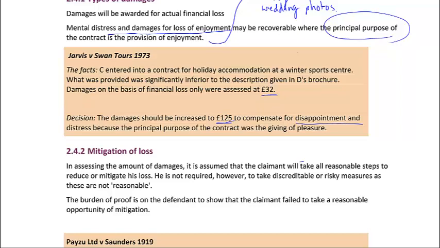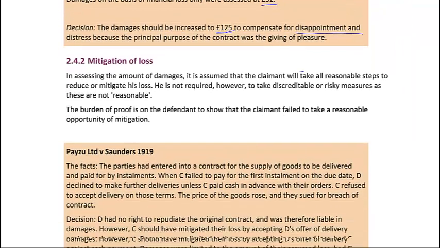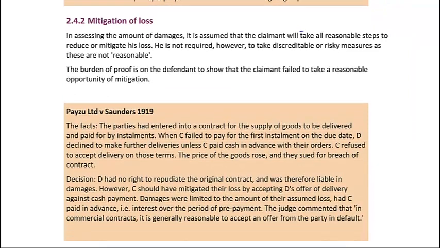Now, I mentioned earlier that once a contract has been breached, with the exception of anticipatory breach, you have a duty to mitigate your loss. Now, that means you must take all reasonable steps to reduce or mitigate your loss, so to keep your loss as low as possible. You can't just say, well, they've breached contract, I'm going to run up lots and lots of costs now because the other side are going to pay for those. They're not.